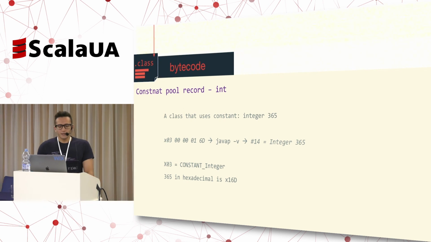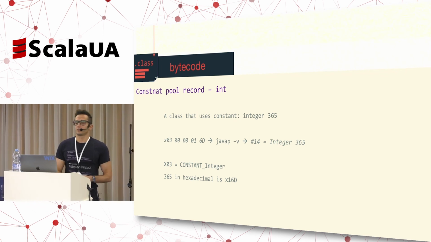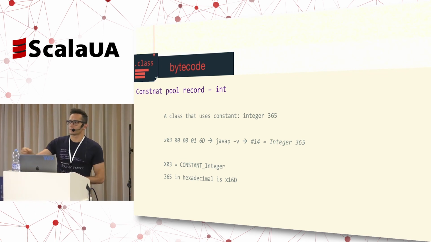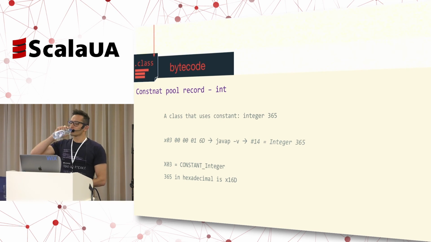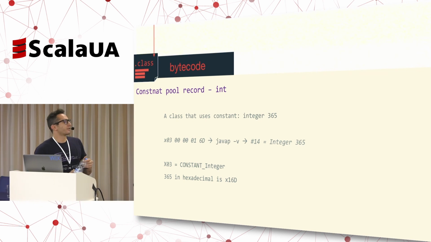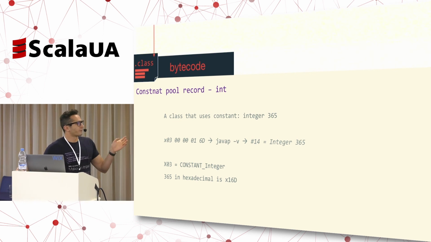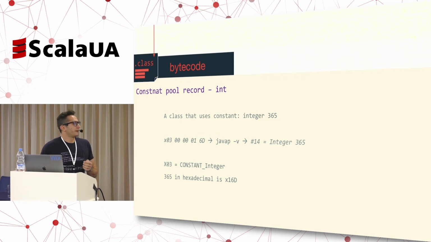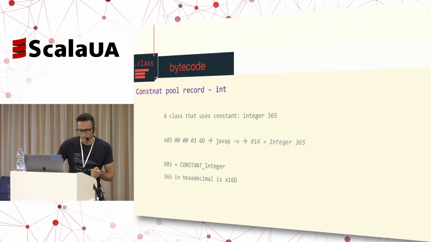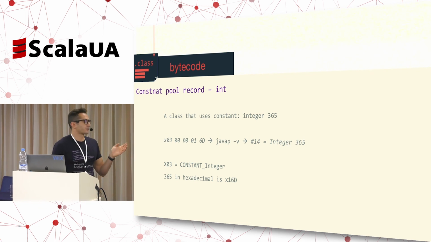So let's say that our class is using a constant int. Let's say val x equals integer 365, which is always the same value. Its bytecode representation will look something like 0x030001. What does it mean? If we look at the output javap will give us, it will look like #14 equals Integer 365. Well, the explanation for the output on the right and the original source on the left is as follows.